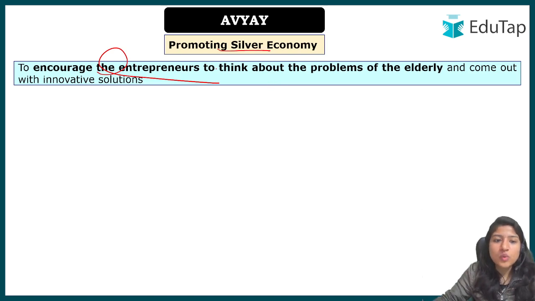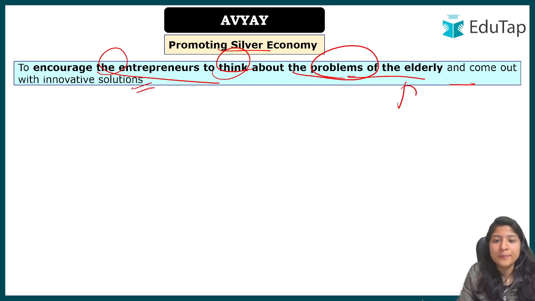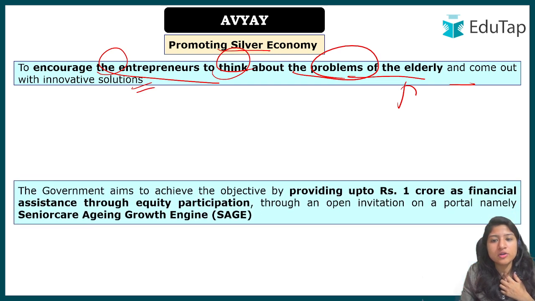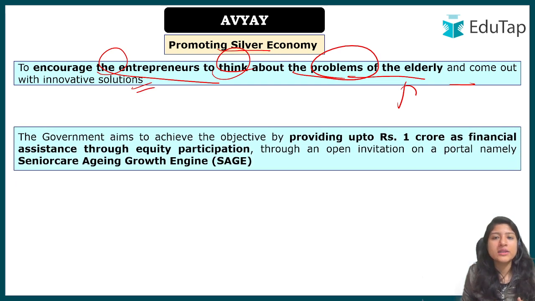So under this one, the entrepreneurs are encouraged to think about the problems of the elderly and come out with innovative solutions. What does it mean? Whichever entrepreneur comes up with an innovation that will help solve the problems of elderly people, it will soothe or solve them. The government will provide some backup for it.